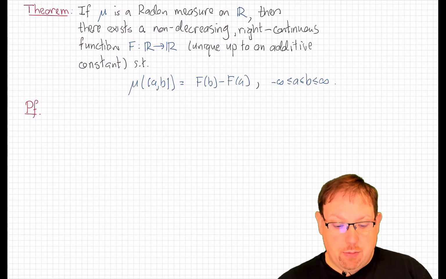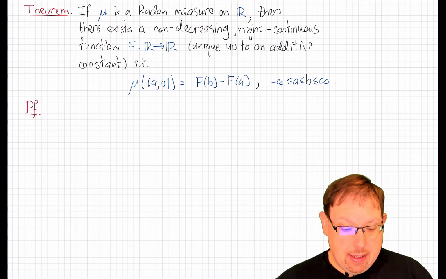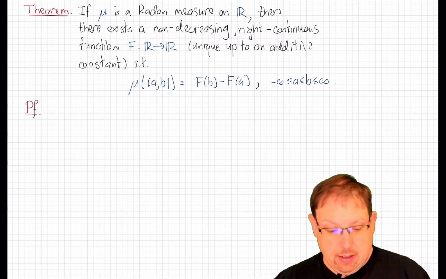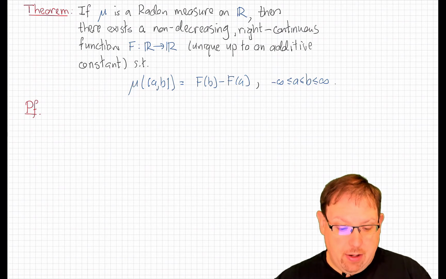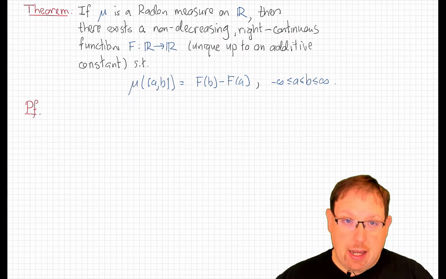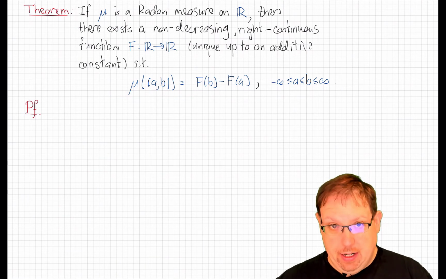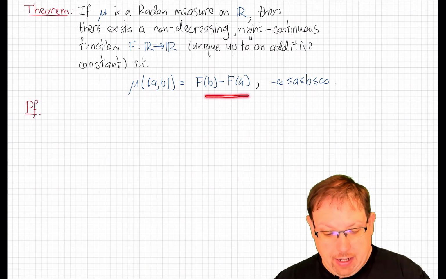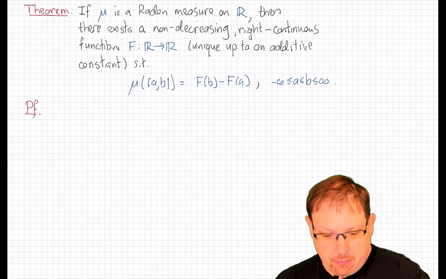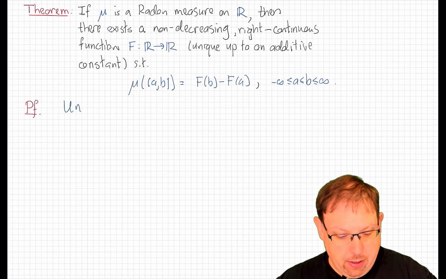Suppose that mu is a Radon measure on the real line, then there exists a non-decreasing right continuous function f, which is unique up to an additive constant, such that the measure is determined on the semi-algebra of half-open intervals generating the Borel sigma field by this formula. So let's prove that. First, let's start with uniqueness.